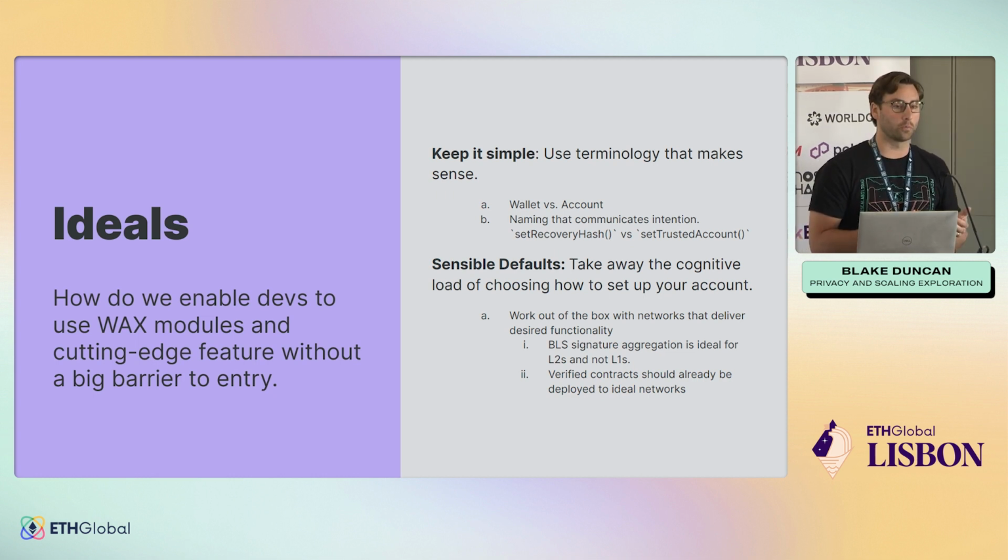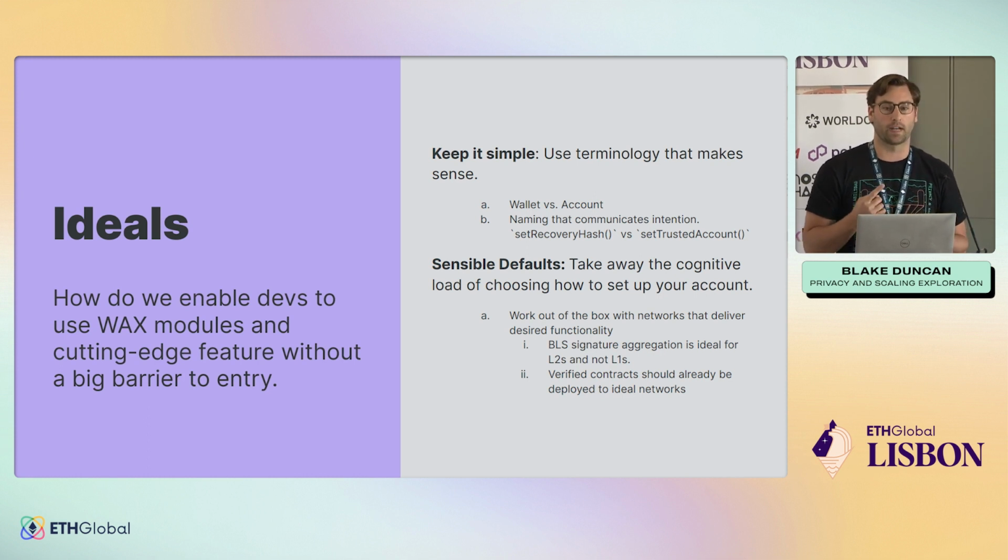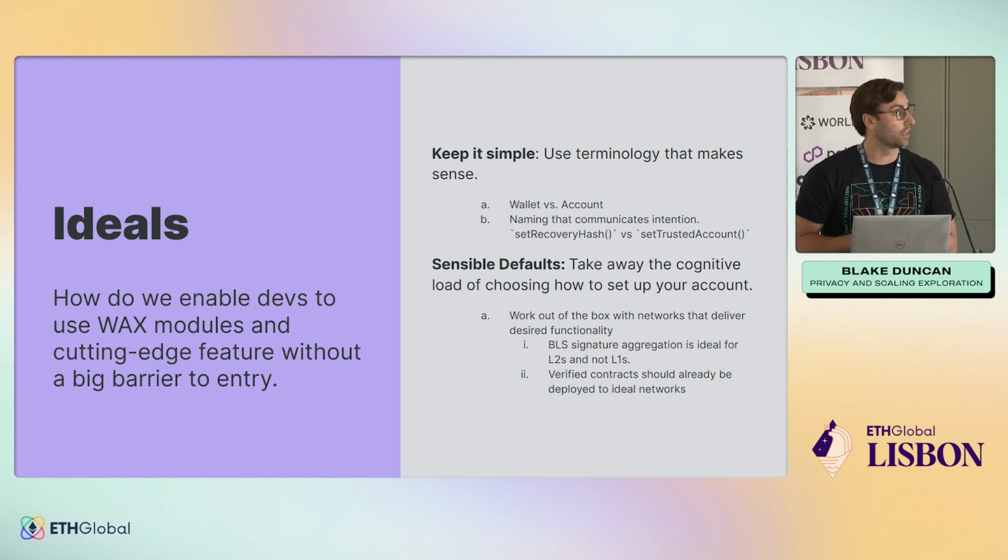So in our node module, we created a separate method called set trusted account. The terminology of this better communicates what you're doing. You're setting a different account that you trust to be able to recover the original account. And then we also just pass two parameters. We pass a recovery phrase as well as an address, so that you don't have to know how to actually generate that recovery hash. And then we also wanted to focus on just some sensible defaults.